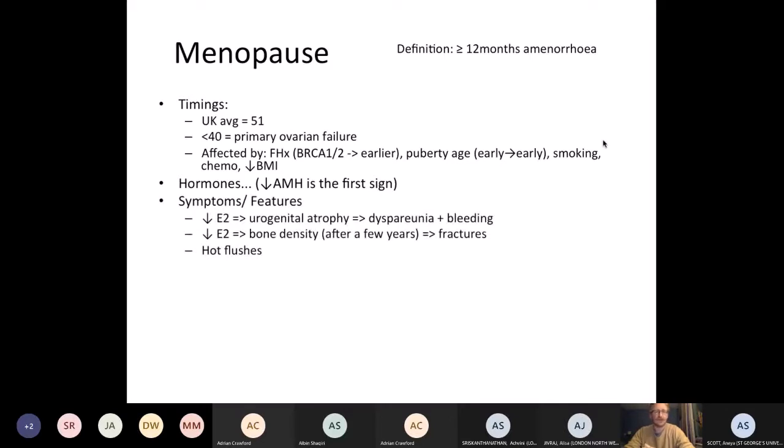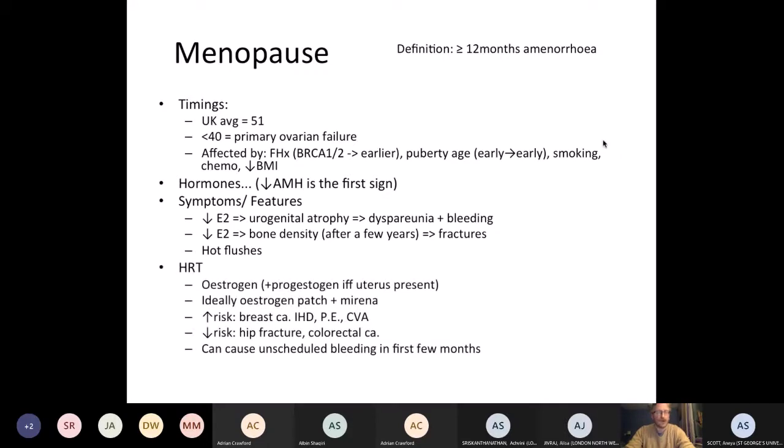So some of the symptoms that women get as they go through the menopause, the first two I've got down there are caused by low estradiol. So firstly, that can cause urogenital atrophy, which gives painful sex or dyspareunia and can give bleeding as well. And low estradiol also causes a reduction in bone density, not immediately, but over a few years. I think 3 to 5 years, people typically say this becomes a greater risk, and fractures, classically a neck of femur fracture, and hot flushes is also another symptom.